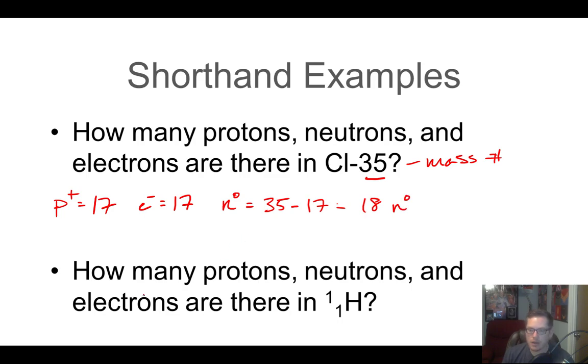And then how many protons, neutrons, and electrons are there in hydrogen? Now remember, in this notation, this number is the mass number, and this number here is the atomic number. So the number of protons is equal to the atomic number, so hydrogen is 1. The number of electrons is always equal to the number of protons, so that's 1. And so therefore, the number of neutrons has to be the mass number, which is 1, minus the number of protons, which is 1, and we get 0. So there are 0 neutrons in a normal, regular old hydrogen atom.